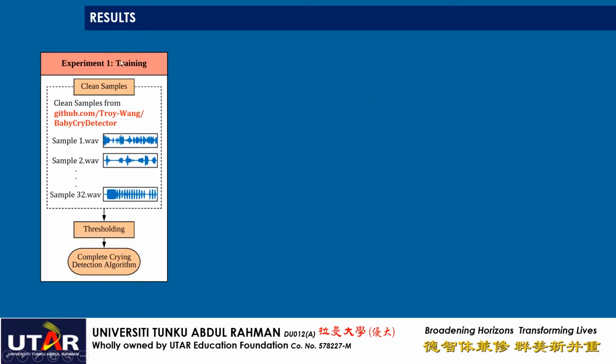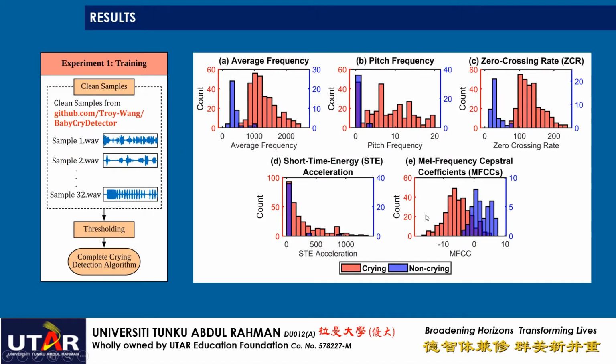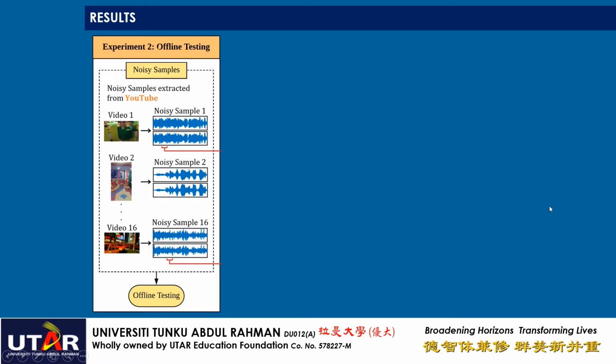So in the first experiment for training, we obtained clean crying and non-crying samples from this depository. And we then used these clean samples to train the algorithm on the thresholds of each of the 5 features. So based on the distributions of each of the crying and non-crying features, these distributions were used to set the thresholds in the algorithm. So once the thresholds were set, we then moved on to testing, where in the second experiment, we tested the proposed algorithm in offline testing.